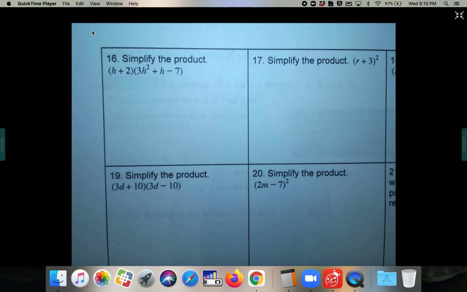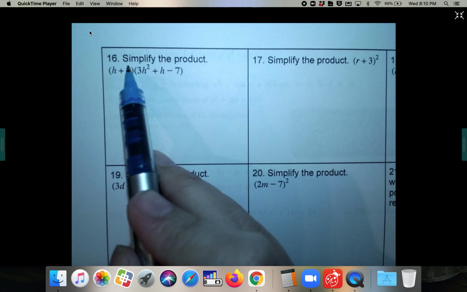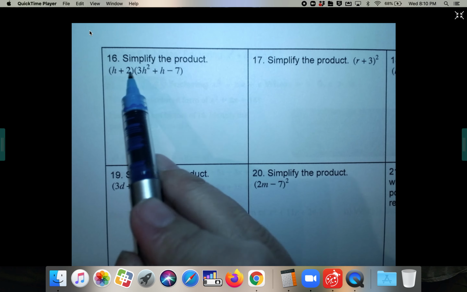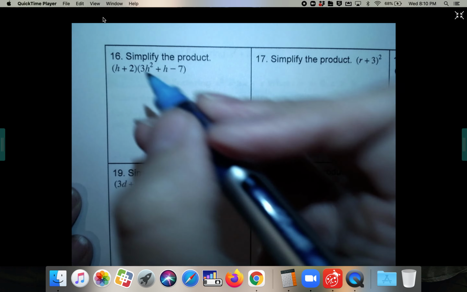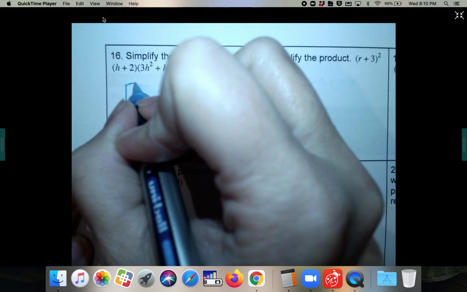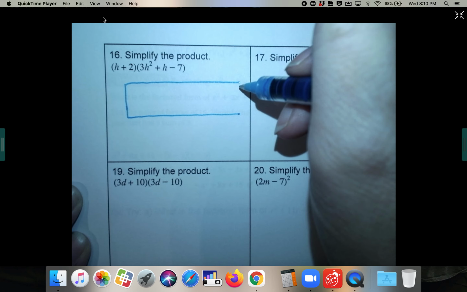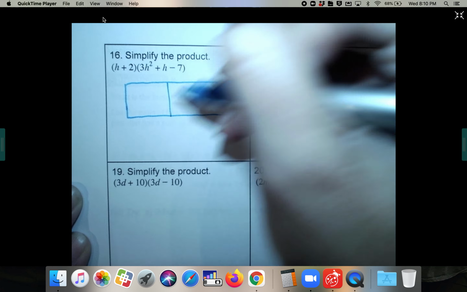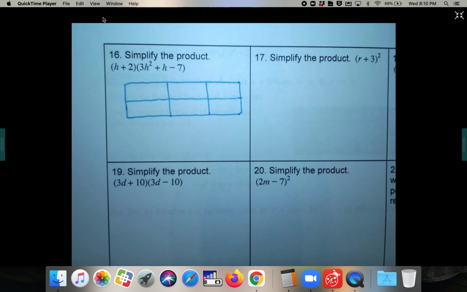So you can either distribute here and take the h and distribute it through all 3 of these terms, and then take the 2 and distribute it through all 3 of these terms and then add them all up. Or you can do a box method. I'm going to choose to do a box method. So I'm going to do a long box because it is a trinomial by a binomial. So I need a 3x2 box.